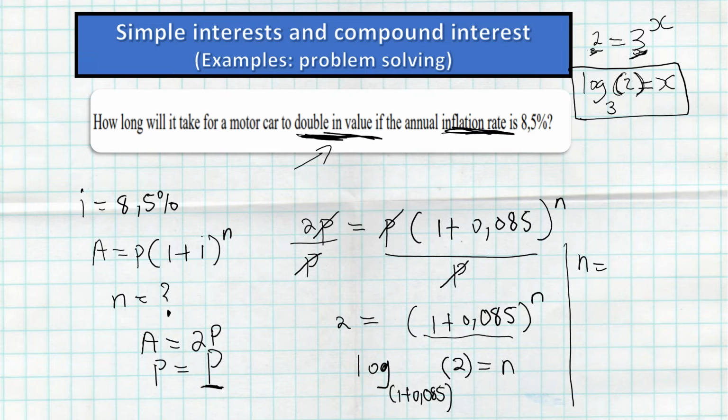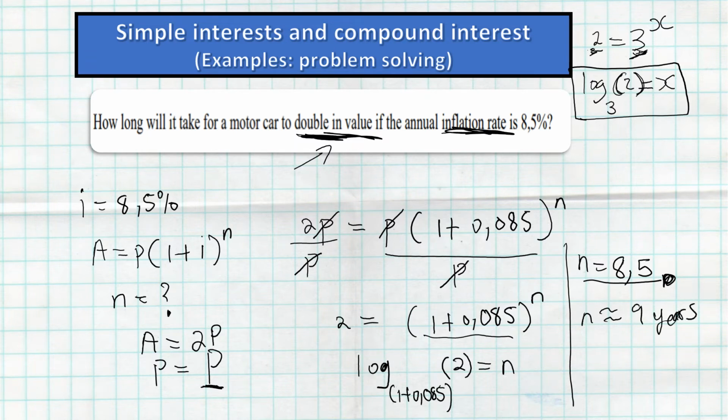Okay, when we punch the calculator, we are getting n equals 8.5. So our n will be equal to 8.5. If I convert the 0.5 into months, you can see it's 8 years and 5 months. So I can basically convert that to 9 years.